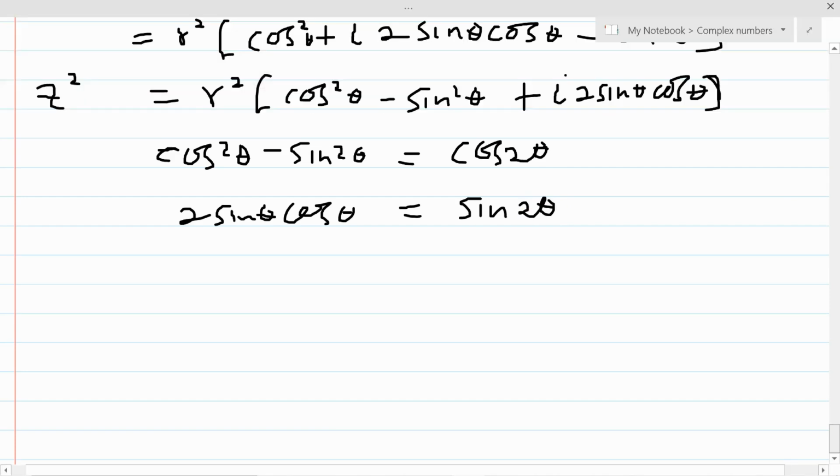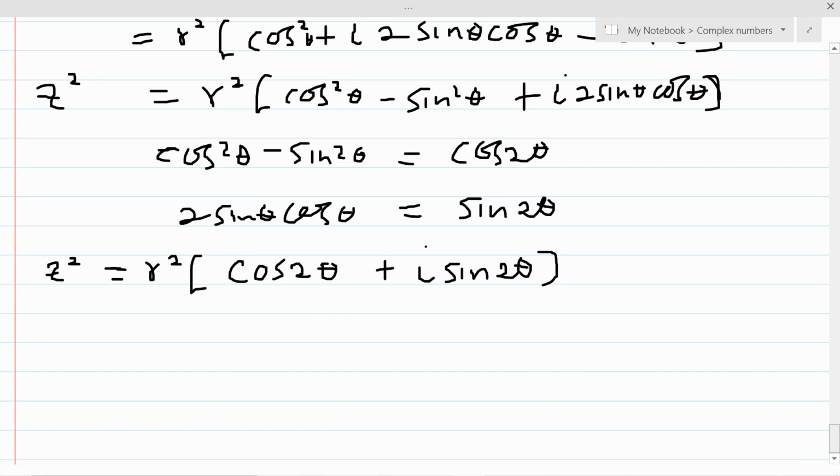If that is the case, then it means z squared would actually now be equal to r squared into, this side is cos 2 theta, so I get cos 2 theta plus i sine 2 theta. This is what we've gotten. But initially z was equal to what? r into cos theta plus i sine theta.